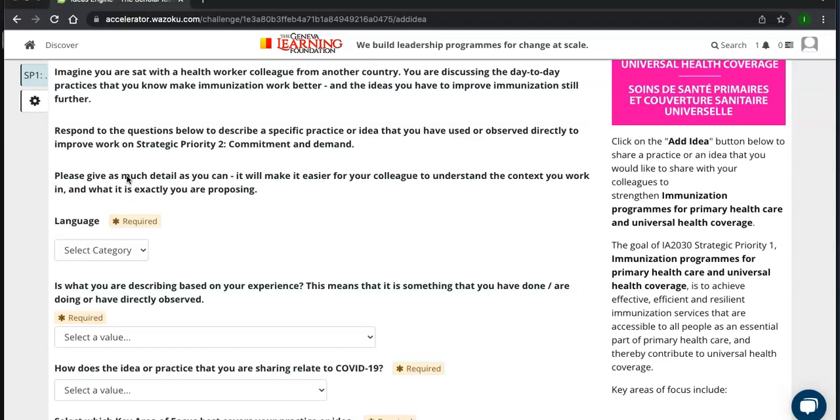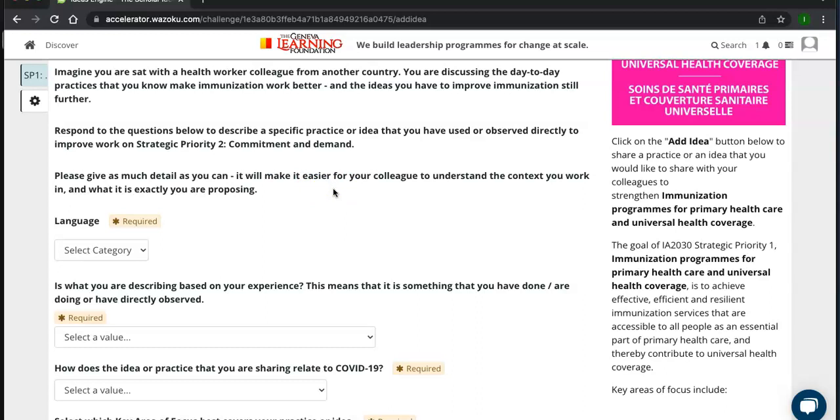So you're going to have to explain a bit about where it is I work. Is it in a rural setting? Is it in an urban setting? What is my role? And then you will need to respond to the questions below and give as much detail as you can so that your colleague can understand what it is you're proposing or what it is that you are already doing.